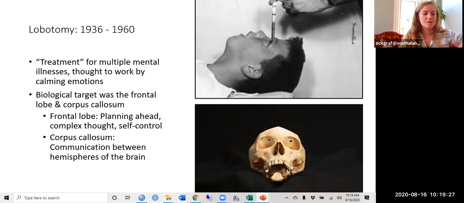It helps us not act on our emotions. It helps us calm ourselves down. So in that sense, lobotomists were right about what the frontal lobe does, but they were wrong in thinking that damaging it would help it work better. The corpus callosum is the band of axon tracts, fibers that connect the two halves of the frontal lobe and allow the two halves of the brain to communicate with each other. And those were the two parts of the brain that lobotomy targeted.